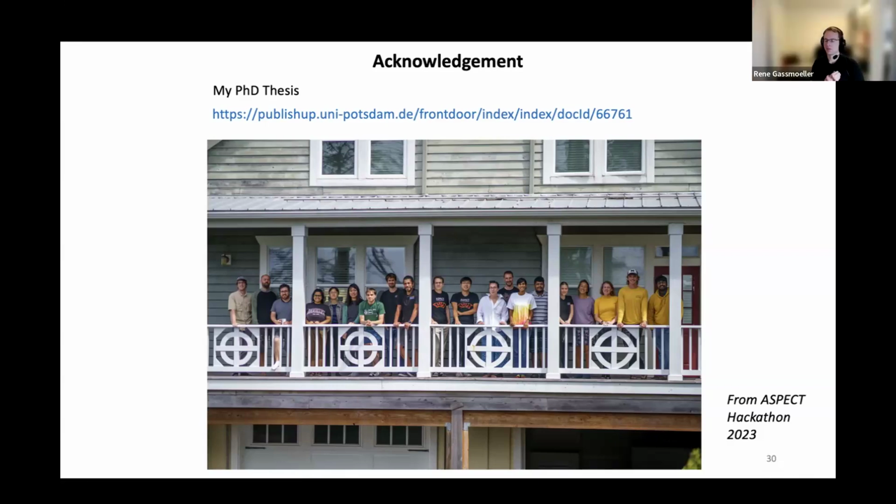Yeah, I think it is interesting that the plate reconstructions have such a large influence on the outcome of these models. Yeah, but great, thank you.